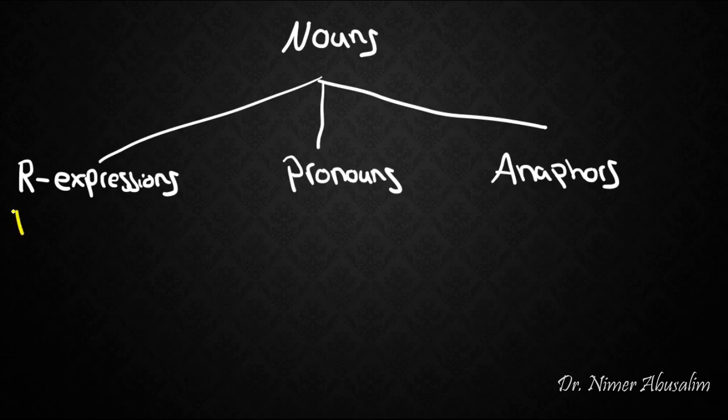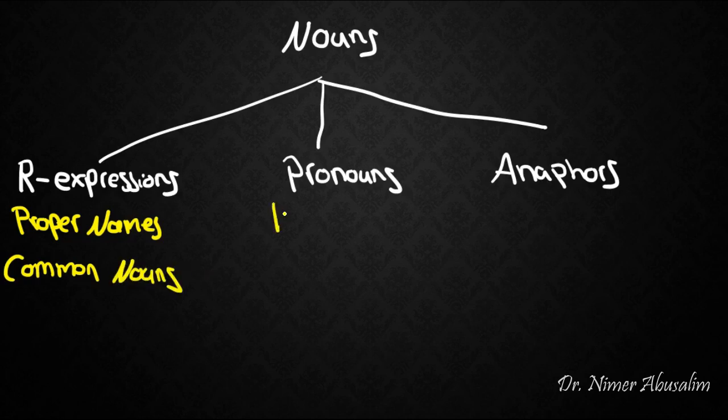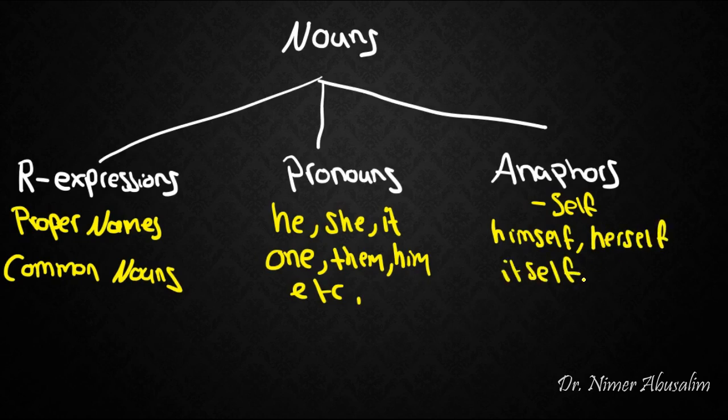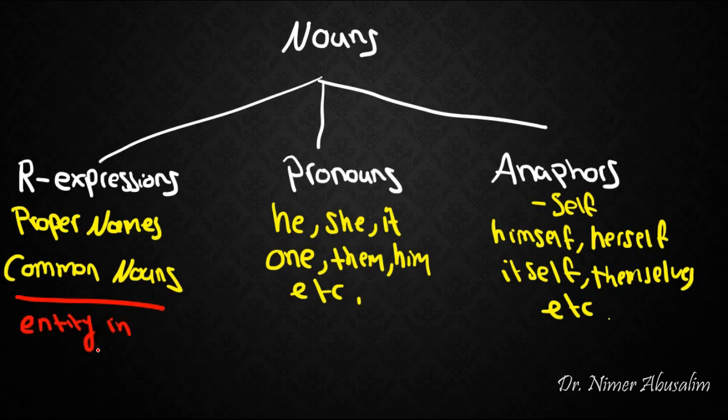Examples of R expressions are proper names and common nouns. Examples of pronouns are he, she, it, one, them, him, and so forth. Now an anaphor is a pronoun with the suffix self, as in himself, herself, itself, themselves, and so forth. Now out of these three types, only one of them gets its meaning by referring to an actual object or person in the real world, and that is the R expression. So this gets its meaning by referring to an entity in the world.